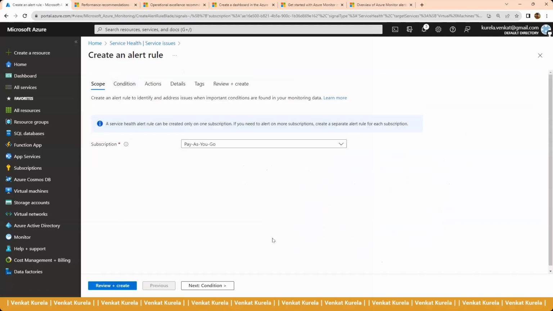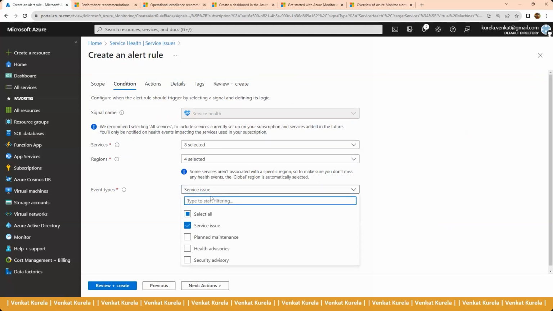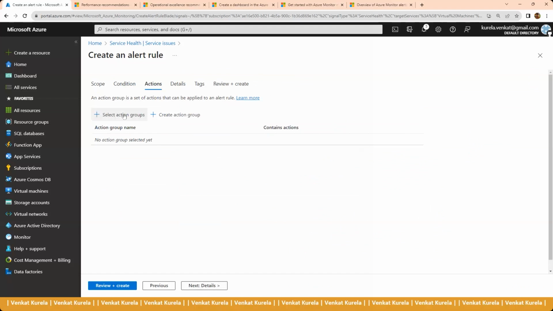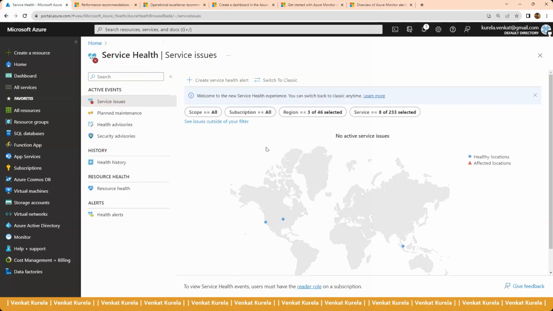The same filters that we have applied, you apply here: 8 services selected, 4 regions, event type service health issue. And then what actions you want to create. I want to be notified if something happens, so create an email notification, mention the details, and that's all, create. It creates a service issue event notification.